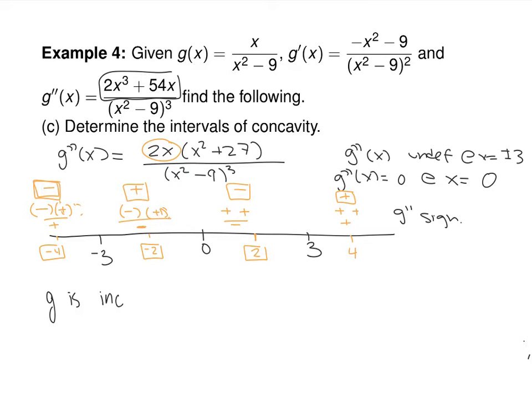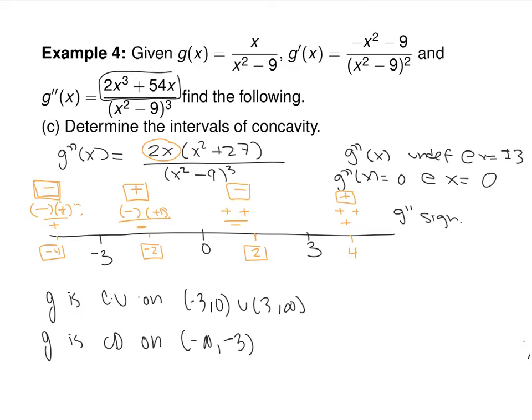G is increasing, oh no, not increasing, sorry. G is concave up on what interval? Negative 3 to 0 and 3 to infinity. And G is concave down on negative infinity to negative 3 and 0 to 3.